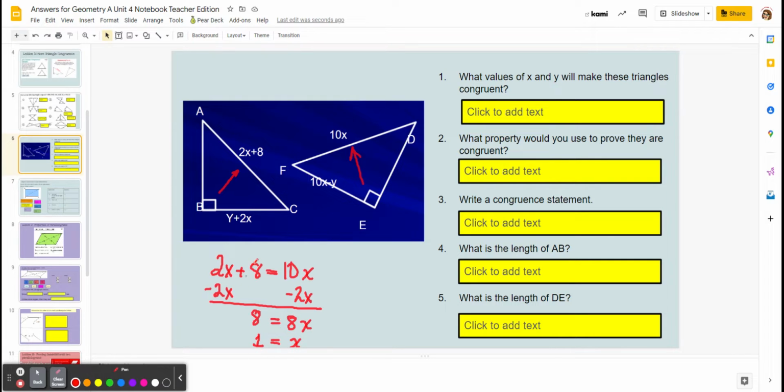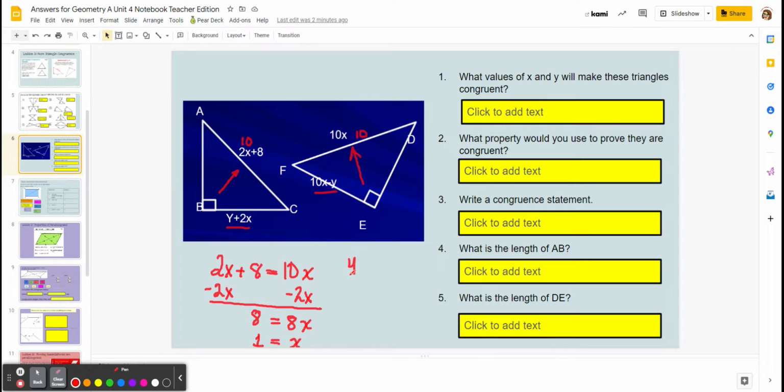So if x equaled 1, then my hypotenuses would be equal to each other. 2 times 1 is 2, plus 8 is 10, or 10 times 1, 10. So that would make my hypotenuses equal to each other. I also want one of the legs equal to each other. We've got these legs here. So we can use that to solve for y.